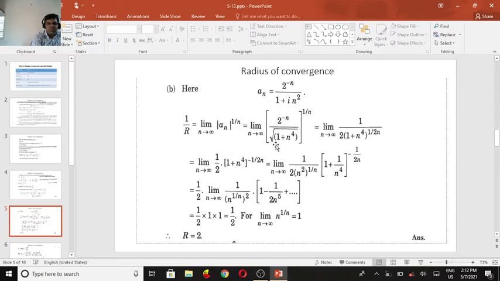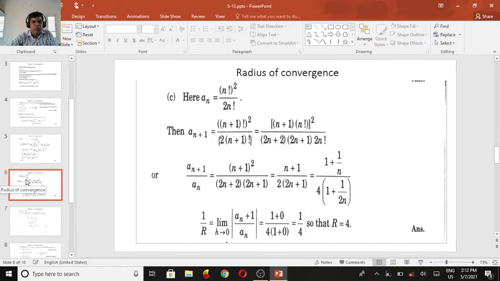We know the nth root limit. Therefore we get R is equal to 2. This is a finite number. Again, we take one more example.